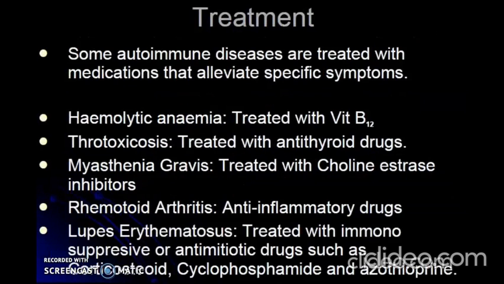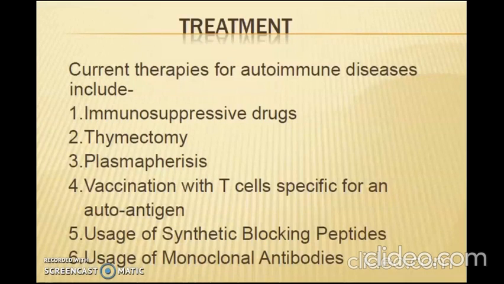Some autoimmune diseases are treated with medications that alleviate specific symptoms. Hemolytic anemia is treated with vitamin B12. Thyrotoxicosis is treated with anti-thyroid drugs. Myasthenia gravis is treated with cholinesterase inhibitors. Rheumatoid arthritis is treated with anti-inflammatory drugs. Lupus erythematosus is treated with immunosuppressive or anti-mitotic drugs such as corticosteroid, cyclophosphamide, azathioprine.